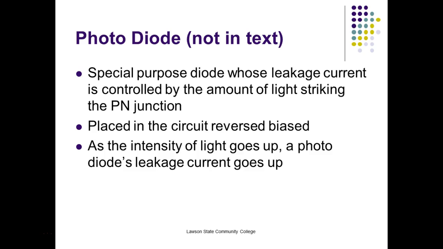Special purpose diodes whose leakage current is controlled by the amount of light striking the P-N junction. So these guys operate reverse biased. Everybody understand that? If you forward bias them, they act like a diode, right? You understand? Placing the circuit reverse bias, as the intensity of light goes up, the photodiode's leakage current goes up.